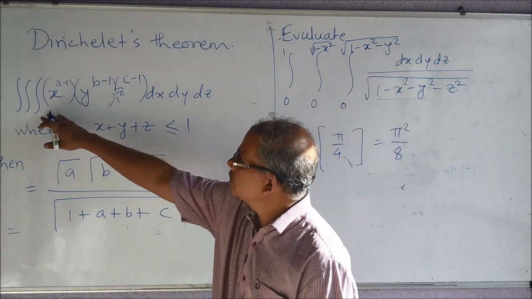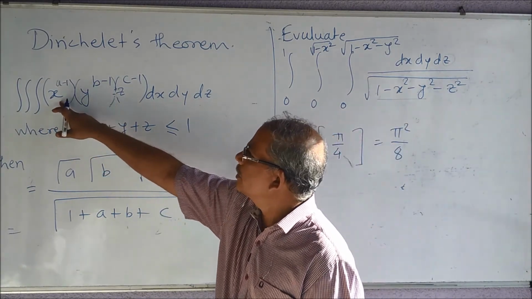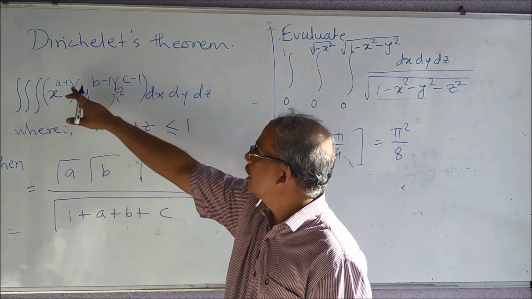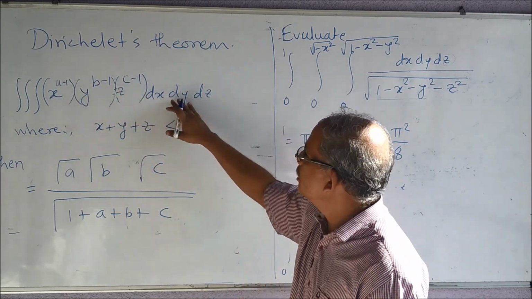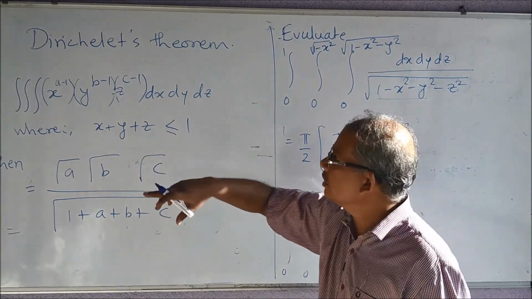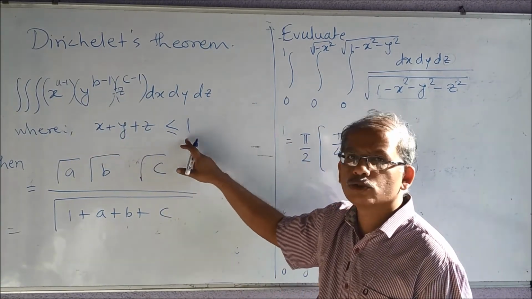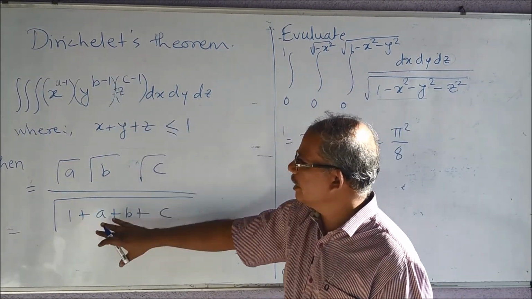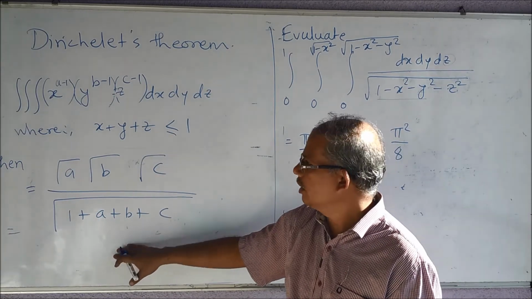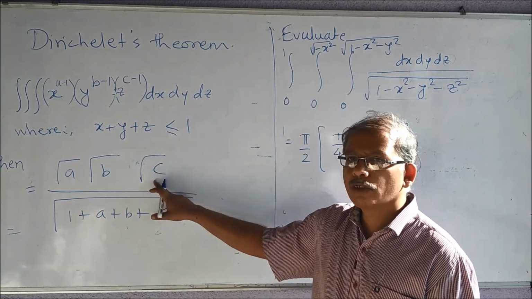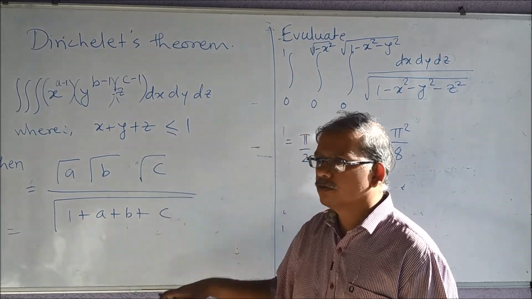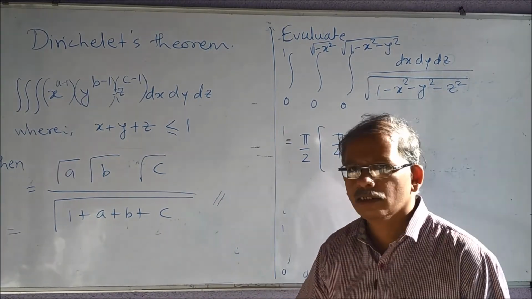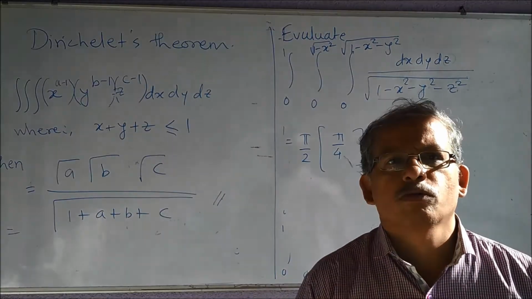So see, the triple integration, it's a very typical type of structure. x to the power a minus 1, y to the power b minus 1, z to the power c minus 1, where a, b, c are constants, dx, dy, dz, where the condition on x, y, z is that x plus y plus z should be less than or equal to 1. Then this integration is directly evaluated with this formula. It is gamma a into gamma b into gamma c divided by gamma of 1 plus a plus b plus c. We will see the illustration of this as well, but just note this formula. Fine.